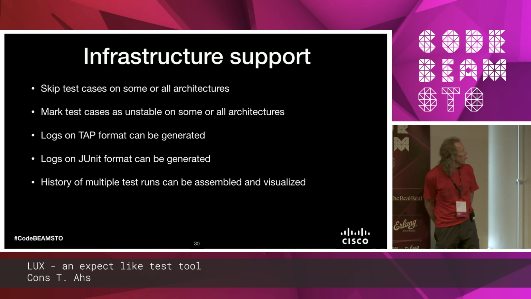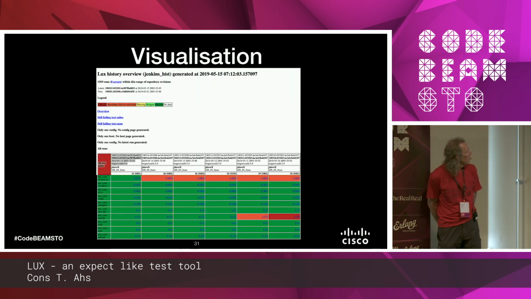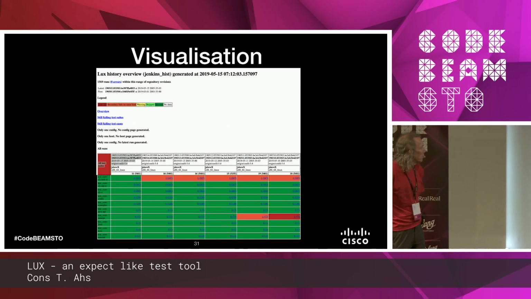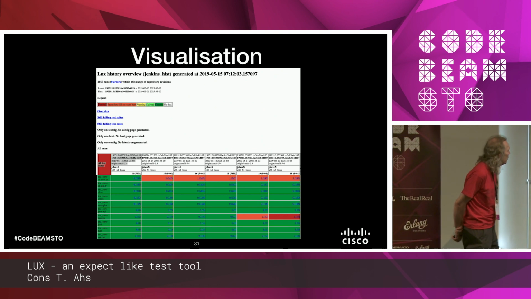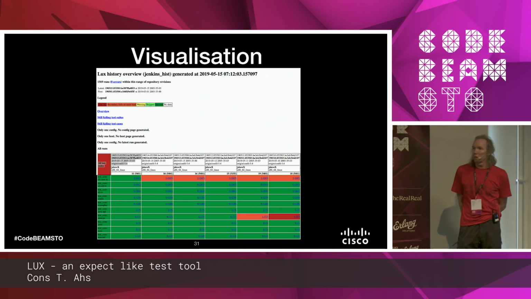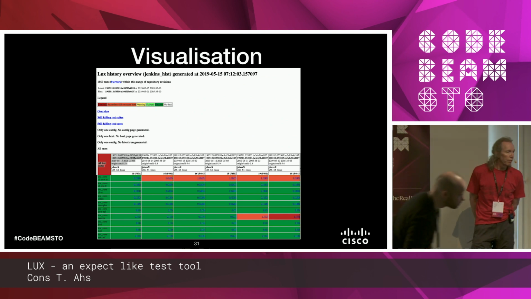So we can get a visualization. So that would look something like this. We're seeing that a lot of the test cases are green all the time. So they've been succeeding the full time. But some of them have been failing and then turned green. So this is a nice overview of things.